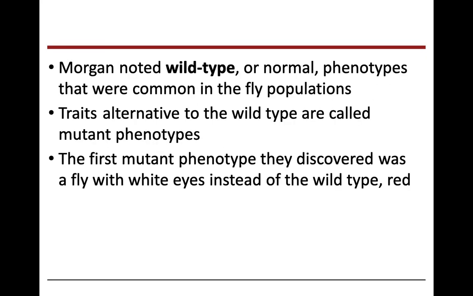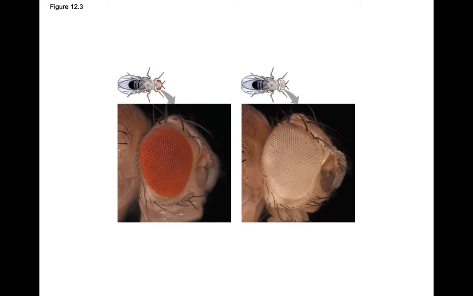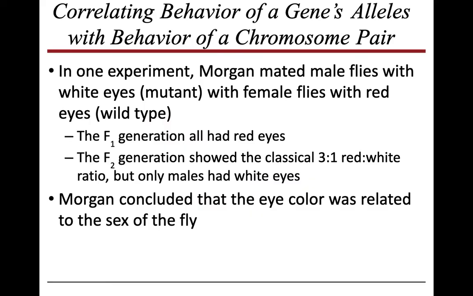He noted that wild type, or what we would call normal phenotypes, were pretty common in the fly populations, but there were some mutant phenotypes, including white eyes, that were kind of prevalent and were atypical to the normal wild type red eye color. Here's a really good example of a zoomed in version of the compound eye of a wild or normal red-eyed fly, and here's the mutant or phenotypically atypical white eye.